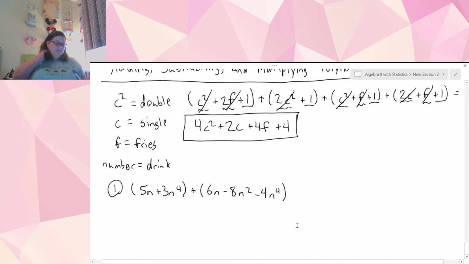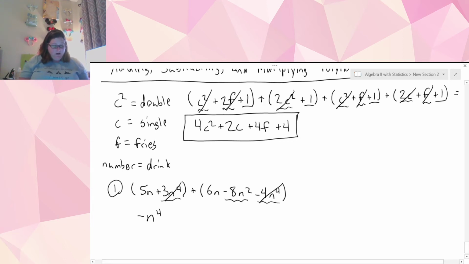So with this one, we're going to start with our highest degree or our highest exponent. We always want to start with our highest exponent. So my highest exponent in this is 4. Okay, so I have positive 3 and negative 4. Positive 3 plus negative 4 is negative 1. So I get negative 1n to the fourth. And those cancel out.